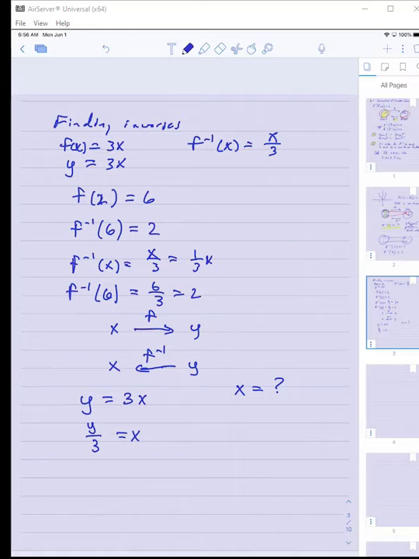But of course, we want to reserve x for input and y for output. So if you remember, the old trick we used to do was to switch x and y, which was just switching labels. So I'll swap the x and the y. Now I'm treating this y as the output and this x as the input. And now I'll call that f inverse of x equals x over 3.